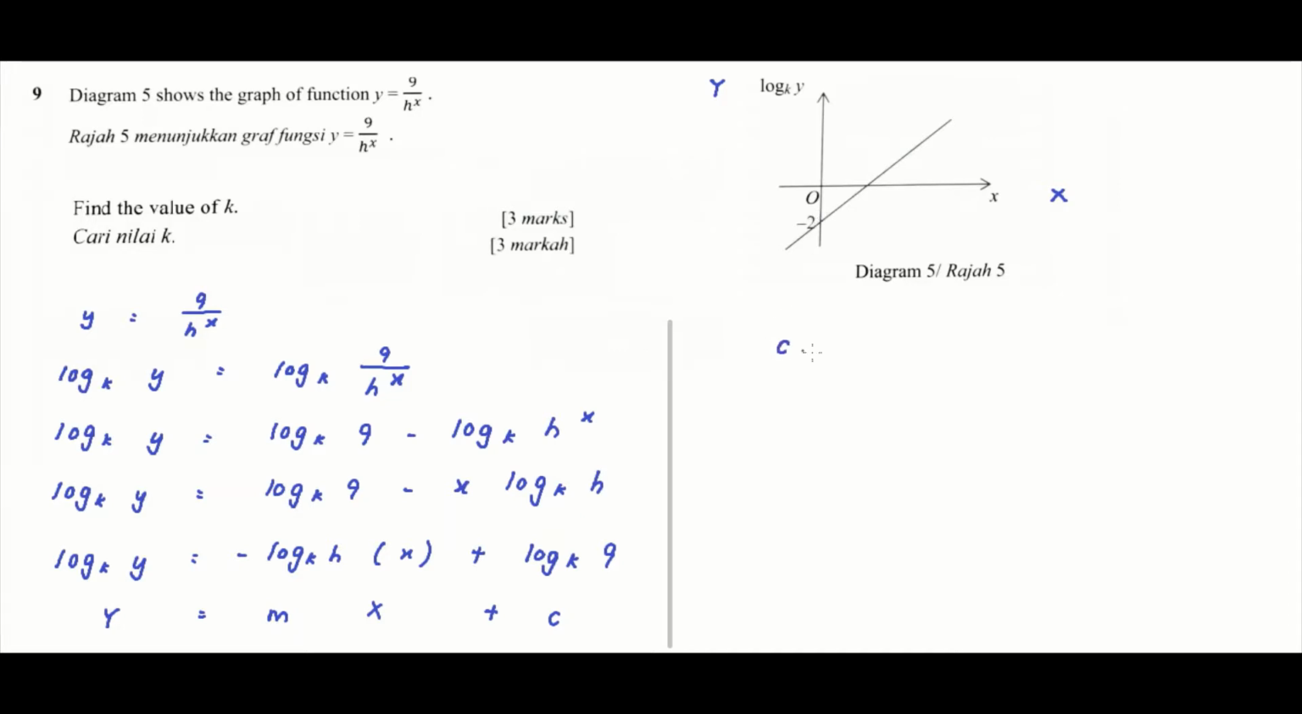So we know that c will be equal to -2, and we know from the function here, our c is going to be log k 9. Okay, so which means that we need to solve this. To solve it in an easier way, we can change it back to the index form. So we know that log k 9 equals -2 actually means that k^-2 equals 9.